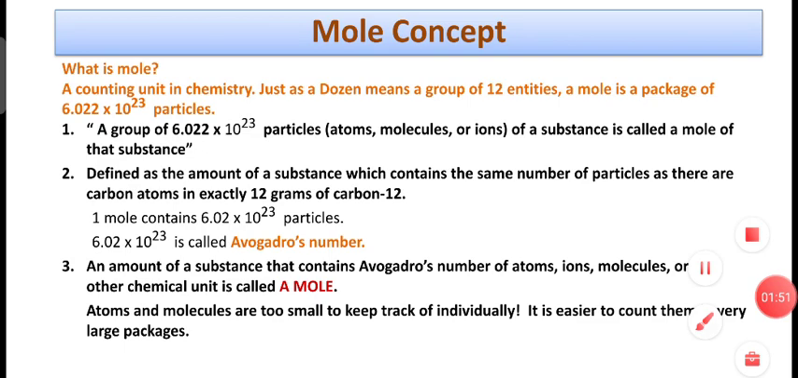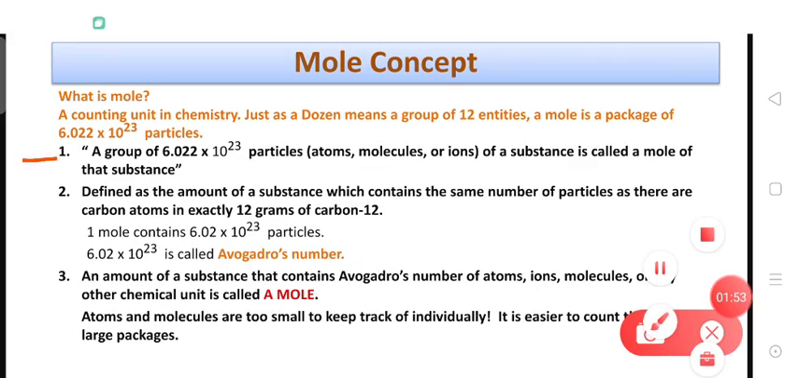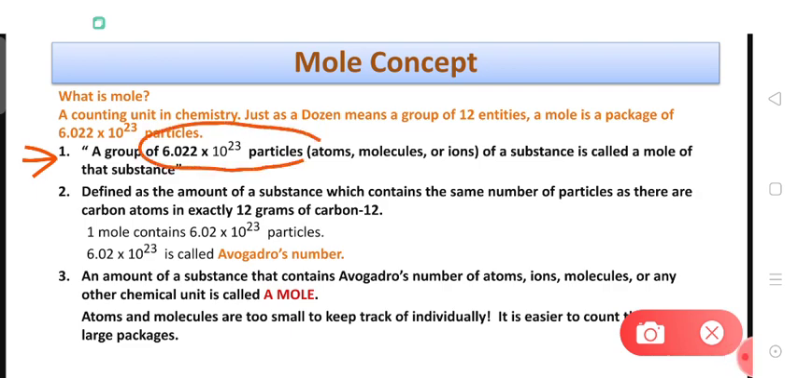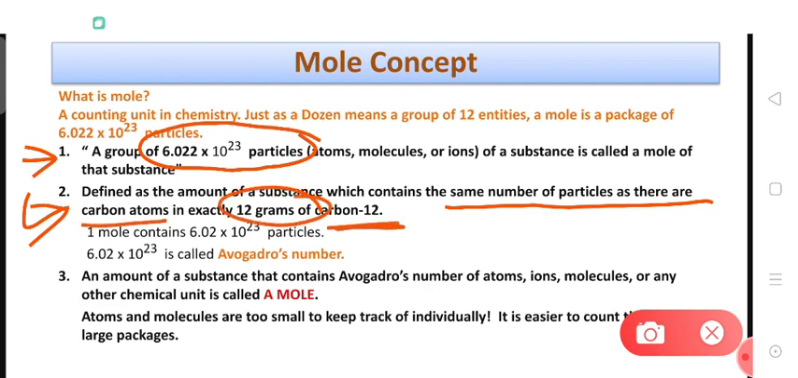So once again, let's understand what is 1 mole. 1 mole is that much amount of a substance in which 6.022 × 10^23 particles are present. Okay, let's look at another definition. It is defined as the amount of substance which contains the same number of particles as there are carbon atoms in exactly 12 gram of carbon.